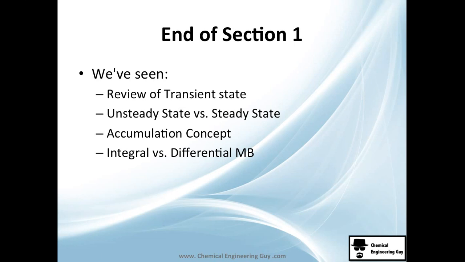Hopefully you understood what we've seen before. We saw a review of transient state. What's the difference between unsteady state and steady state? When can we have transient state in continuous processes, etc. Most importantly, we saw and analyzed the accumulation concept, how to use it. Normally, or in general, it's a derivative of mass with respect to time. And we saw how to treat integral versus differential values. So you can do a mass balance either by integral method or by the differential mass balance.